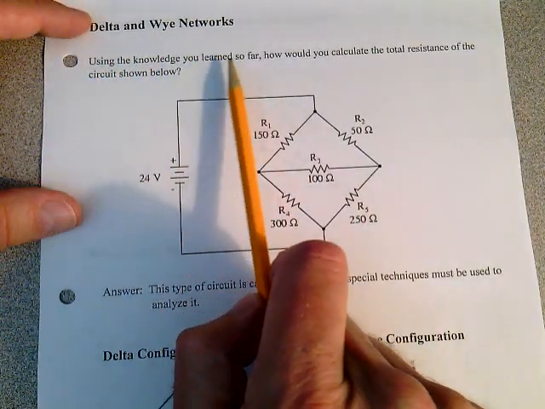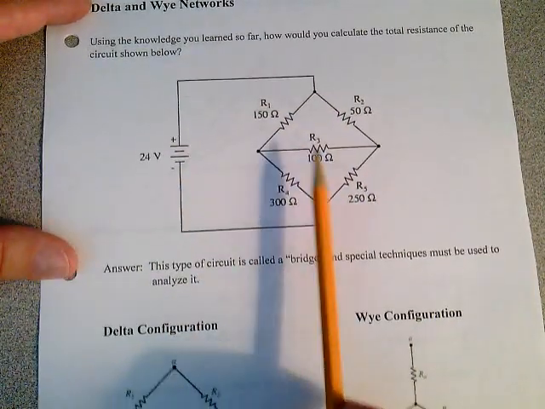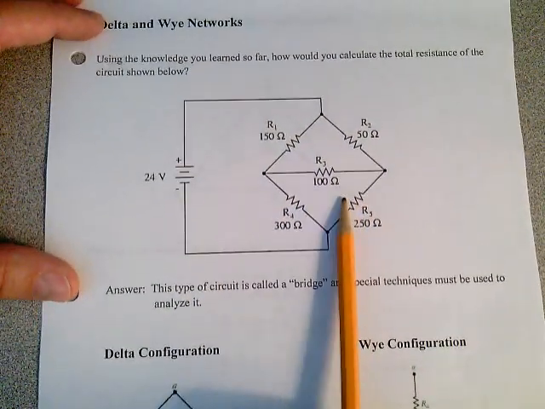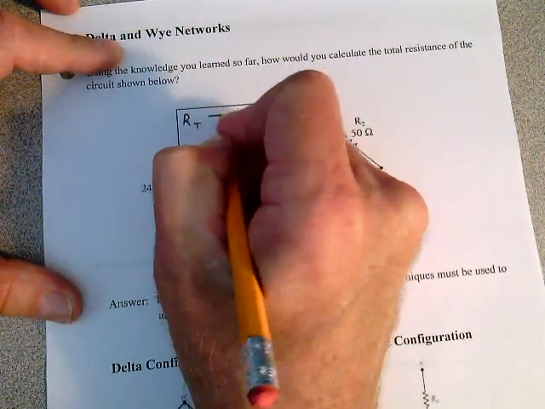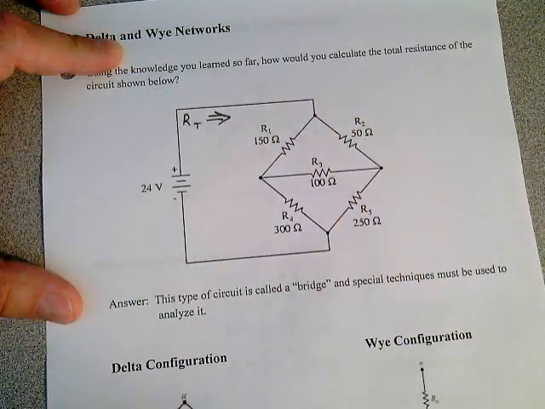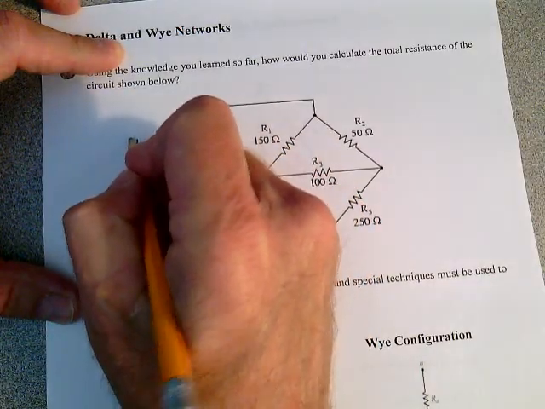Using the knowledge you've learned so far, how would you calculate the total resistance of the circuit shown below? Let's take a look at that circuit for a minute and tell me, how could you calculate the total resistance looking into that circuit? So you could divide it into the 24 to get that total current IT right there?